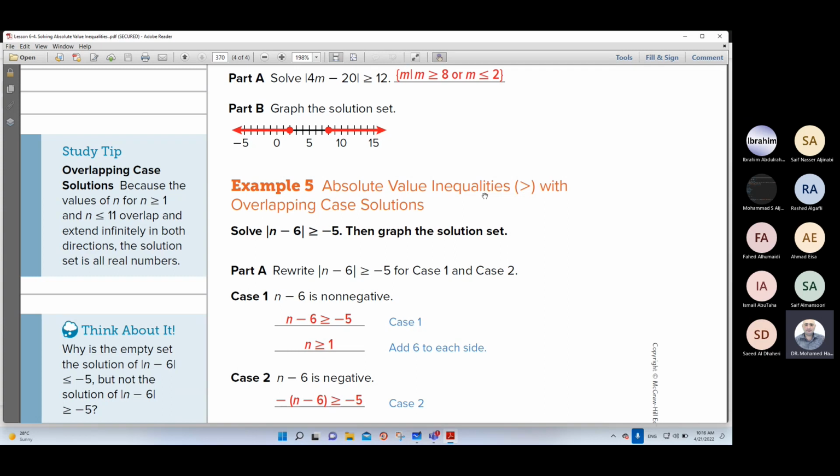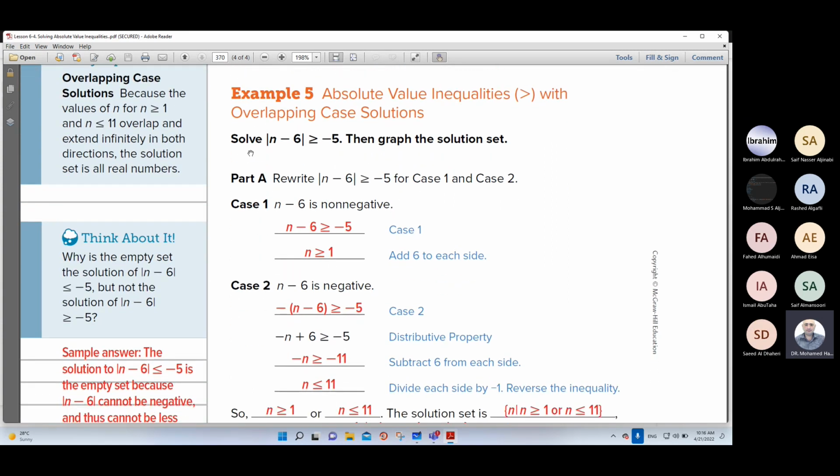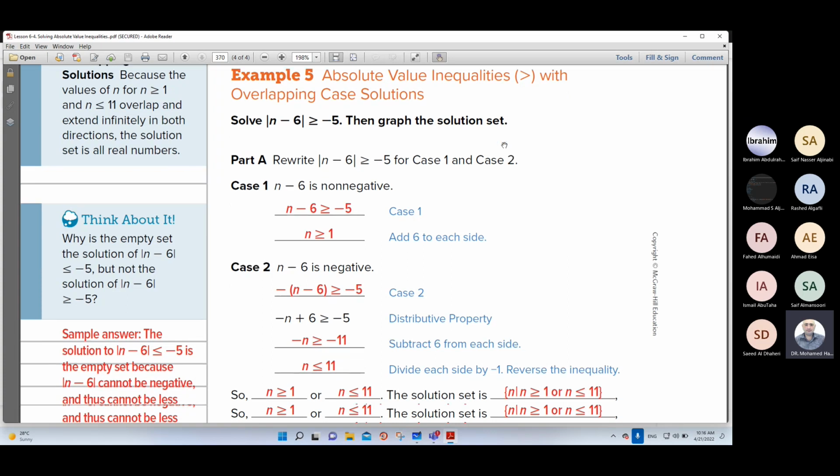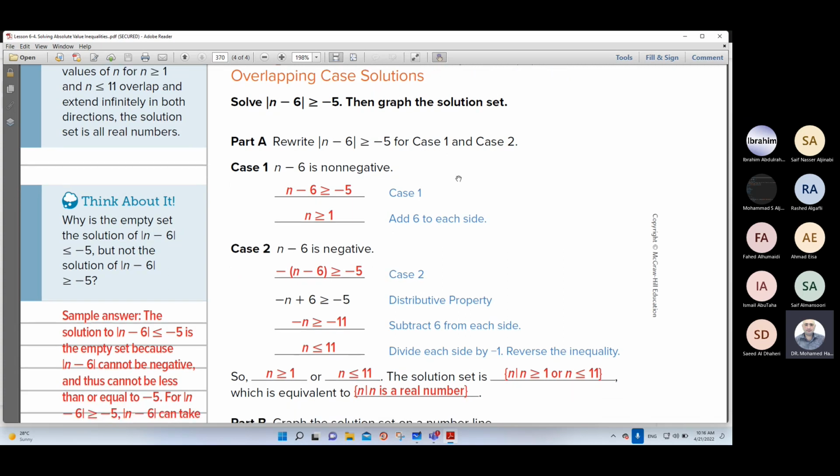Now, absolute value inequalities using greater than with overlapping case solutions. Suppose we have this inequality, solve absolute value of n minus 6 greater than or equal minus 5, then graph the solution set. Rewrite absolute value of n minus 6 greater than or equal minus 5 for case 1 and case 2. Case 1, suppose this value non-negative, so write the same value, n minus 6 greater than or equal minus 5. Then solve this inequality will be n greater than or equal 1.